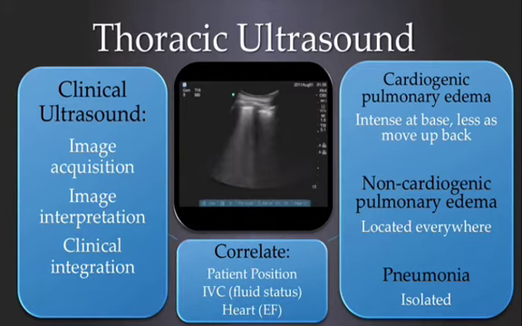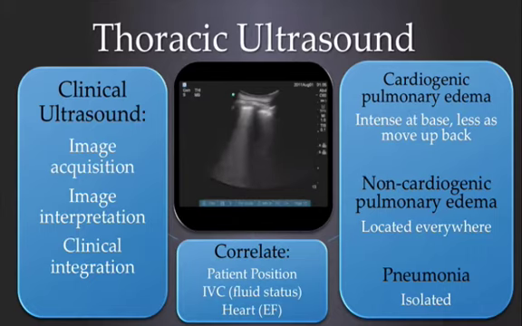So this really gets into the 3 parts of clinical ultrasound. There's image acquisition. That's what we do when we place the probe on the chest. There's image interpretation. That's what we've been talking about with our systematic approach. And then there's clinical integration. That's how you integrate asking the patient questions about what position they were in, what other symptoms they have, what other comorbidities they have, and correlating that to your other ultrasound exams, such as the IVC and determining fluid status, or looking at the heart and determining their ejection fraction.